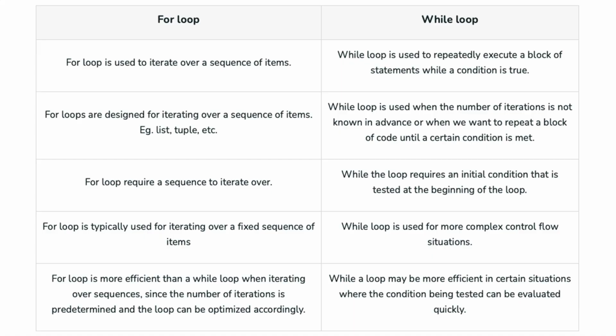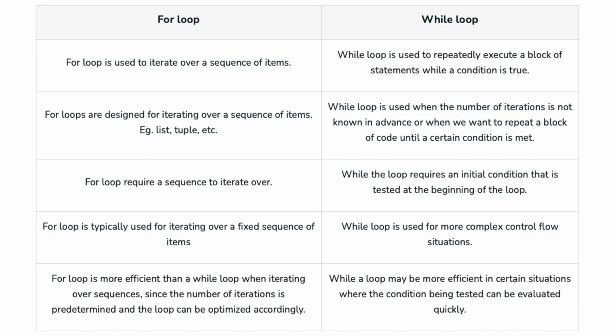As for design purposes, for loops are intended for situations where the number of iterations is known beforehand. They require a sequence to iterate over, making them ideal for fixed length operations. And as for efficiency, when iterating over sequences, for loops are often more efficient than while loops because the number of iterations is predefined. This allows the loop to be optimized for performance.